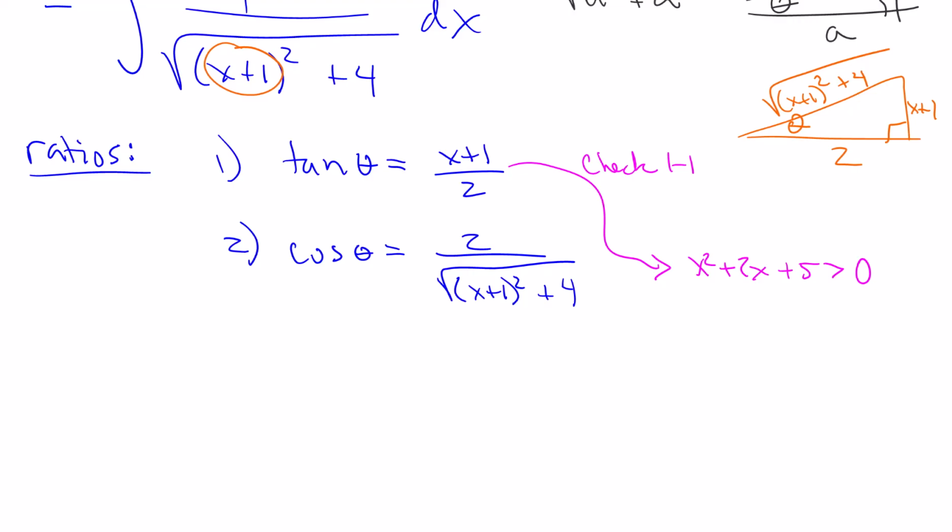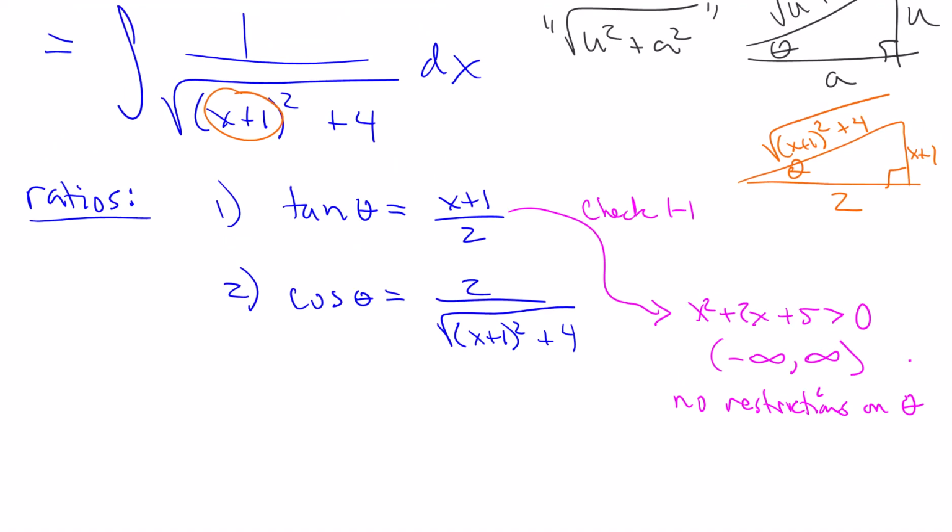So that value has to be greater than 0. That actually is true everywhere. So since that's true everywhere, there are no restrictions on theta. I'll just note, no restrictions on theta, because what we're using in this expression has no restrictions on x. Therefore, since we're using a theta to replace the x, there are no restrictions on theta. That's good to note. It means we're free to proceed without worrying too much about anything.